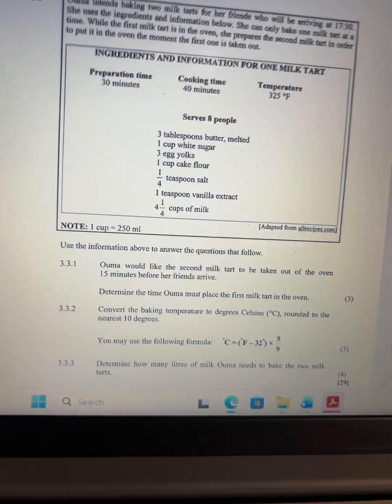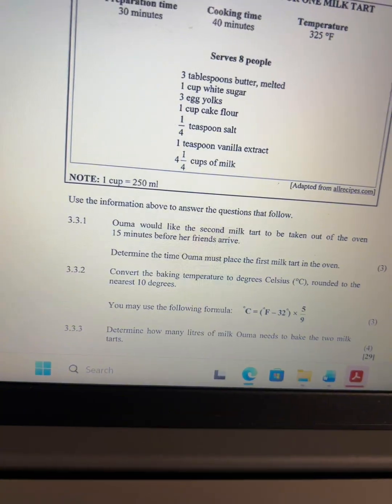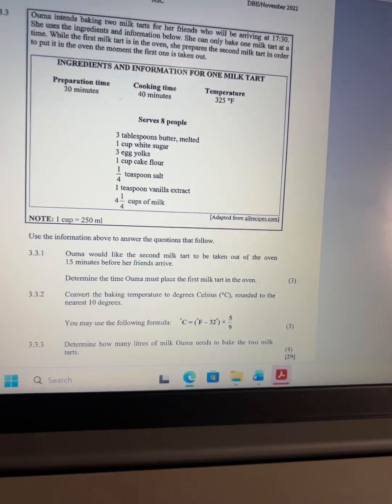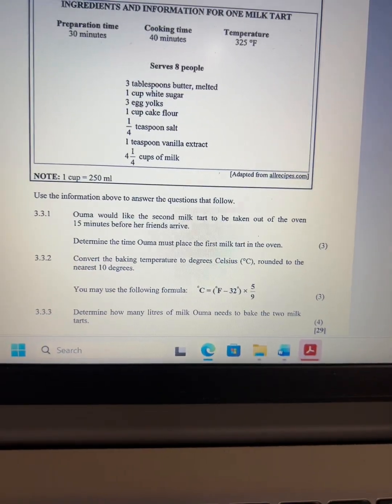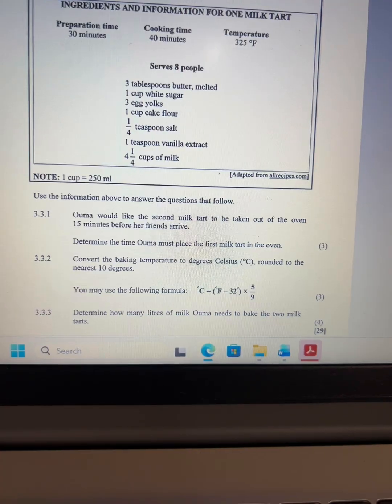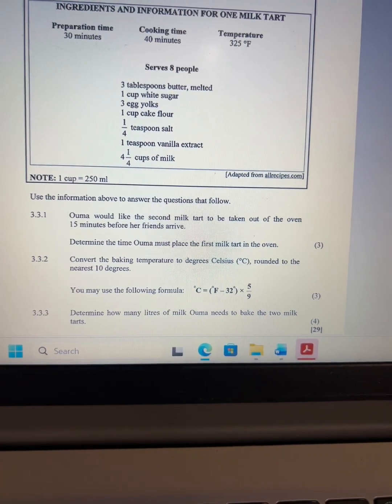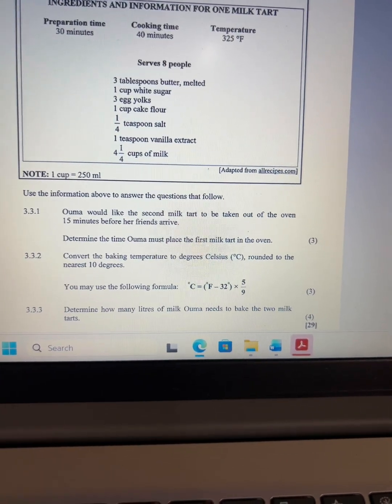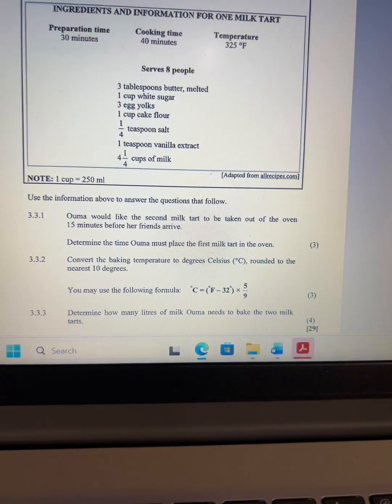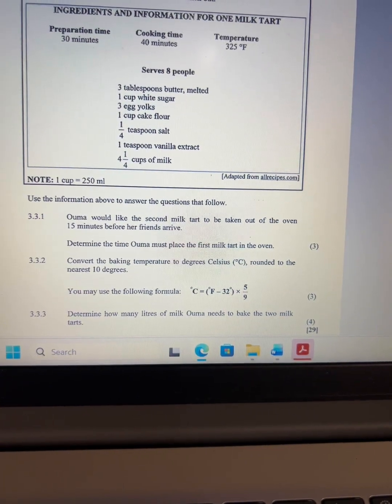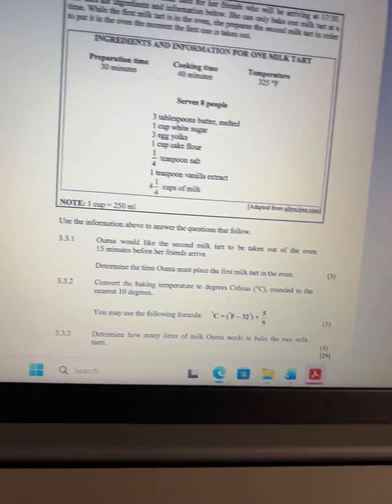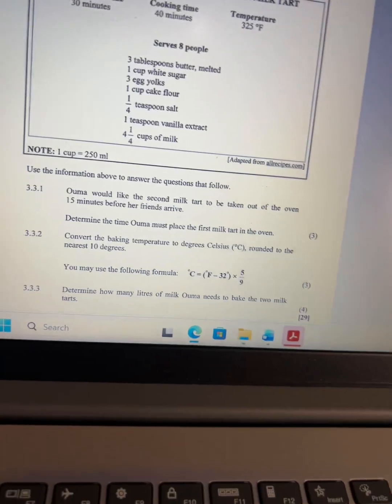Second question, which is 3.3.2, they stated that we must convert the baking temperature to degrees Celsius rounded to the nearest 10 degrees. You may use the following formula. They gave us the formula there, and we have to do the substitution. So we first copy the formula.